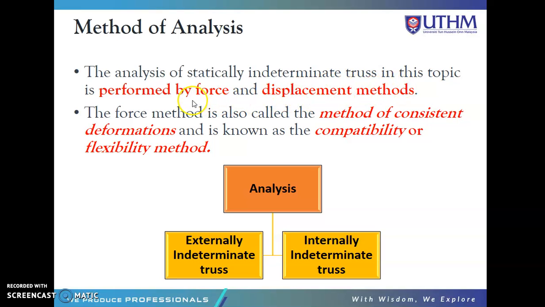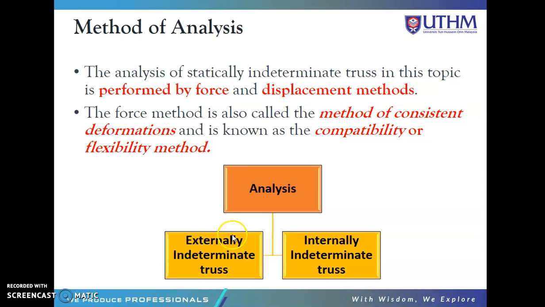topic is performed by force and displacement method. Okay, the force method is called the method of consistent deformation and is known as the compatibility or flexibility method. So, kita nak analyse ni ada dua bentuk lah. Satu, one is the externally and the second one dia internally. So, we already know how to differentiate between these.